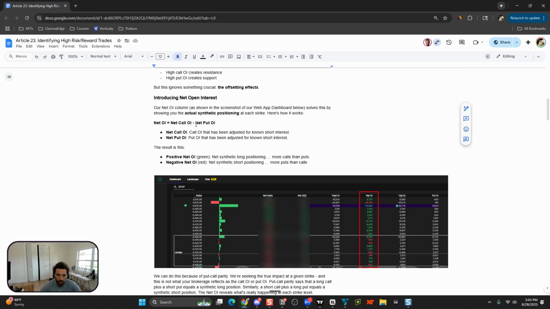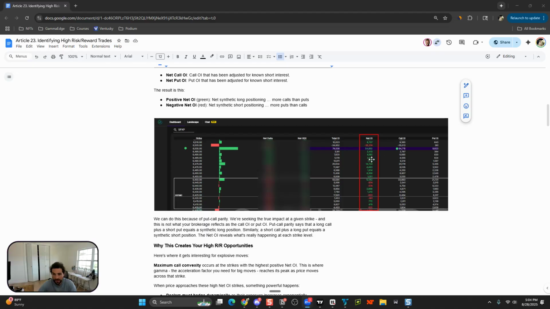So, simply put, net call open interest is when raw call open interest is greater than the put open interest. And then net put open interest is just vice versa. There's more puts than calls at that specific strike. And so right quickly, looking at the dashboard, we can clearly see where the call dominated and put dominated strikes are. And to keep in mind, we do factor in known short positioning in our open interest calculations.